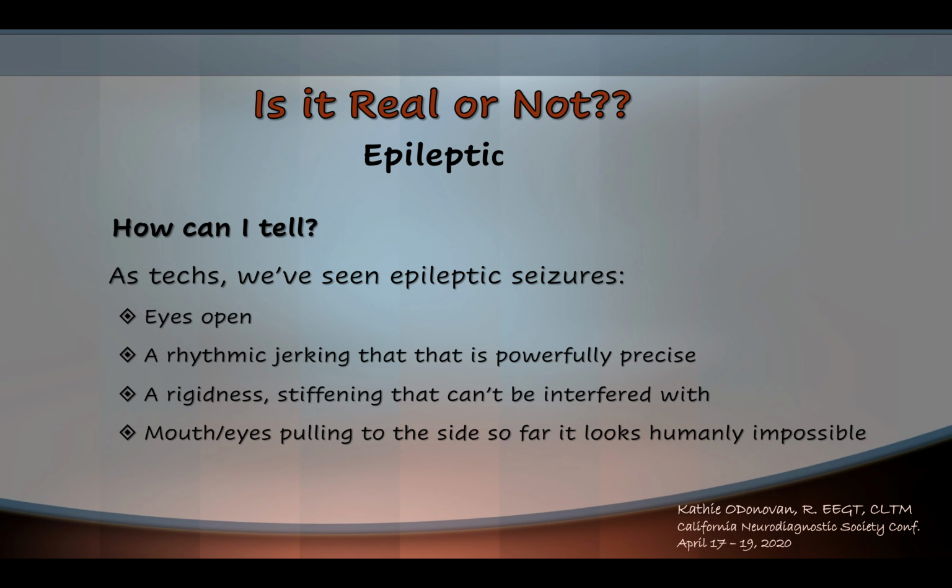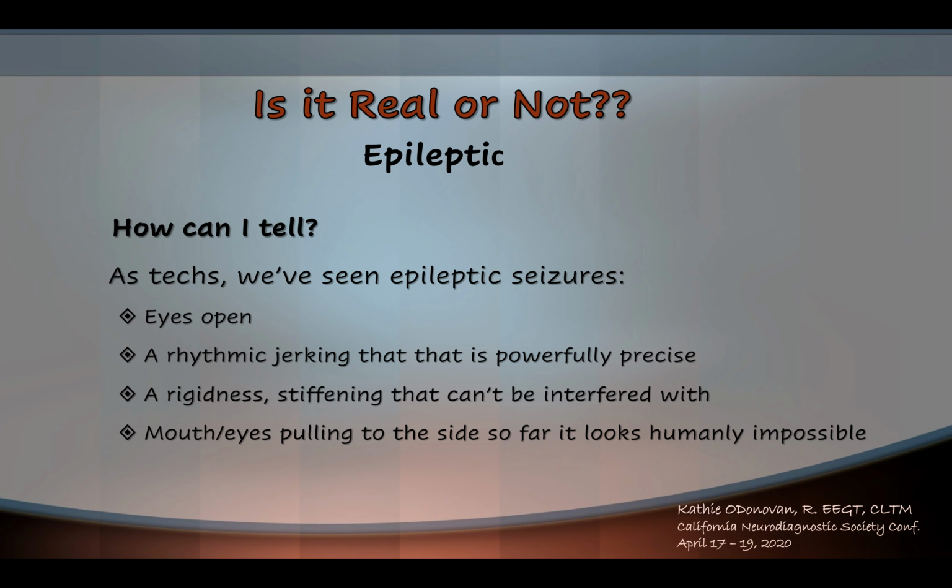With genuine epileptic seizures, the eyes are open and the jerking is very rhythmic and powerful and very precise. You could set your clock by it. And they have a rigidness to whatever they're using to have their event. It's a stiffening that can't be interfered with. You wouldn't be able to bend their elbow if their arm is stiff, because the brain is commanding the muscles to be tight, and no outside force is going to be able to make that happen.